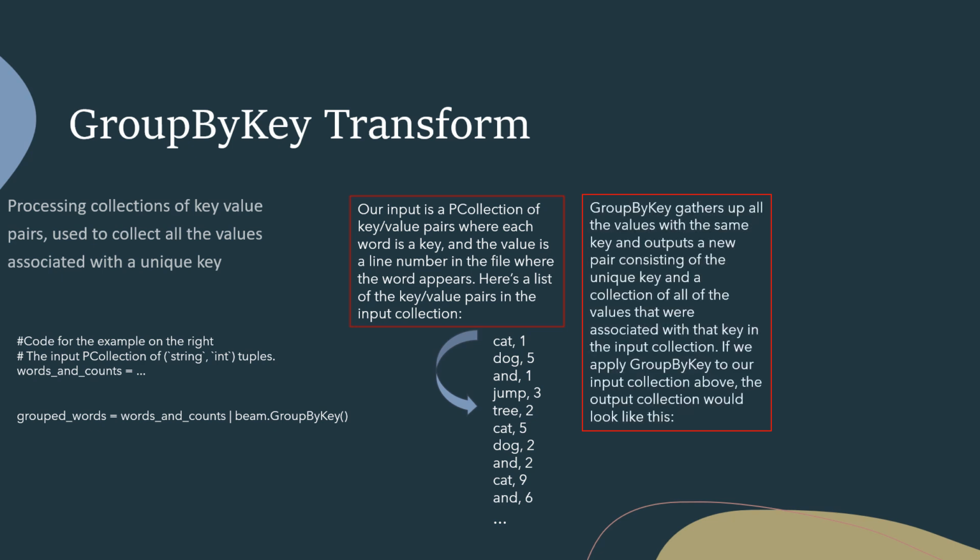Group by key gathers up all the values with the same key and outputs a new pair consisting of unique keys and collections of all the values that were associated with the key in the input collection. If we apply group by key to our input collection above, the output collection would look like this. See, we've grouped all of our multiples together.